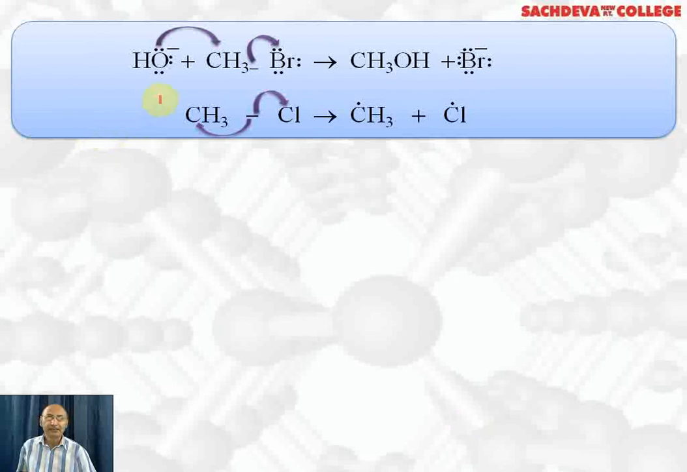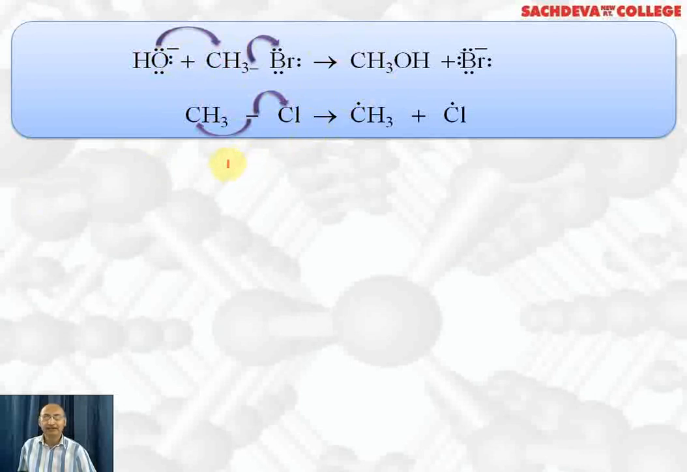Here we have OH ions and this is CH3Br. Now the arrowhead is towards Br because bromine is more electronegative and will acquire a negative charge. So this CH3 will acquire a positive charge and will be attracted by the OH ion, which results in the formation of CH3OH, plus the bromide ion becomes free.